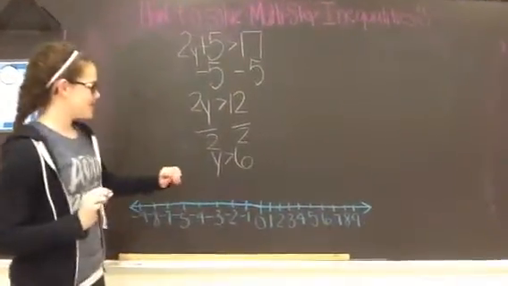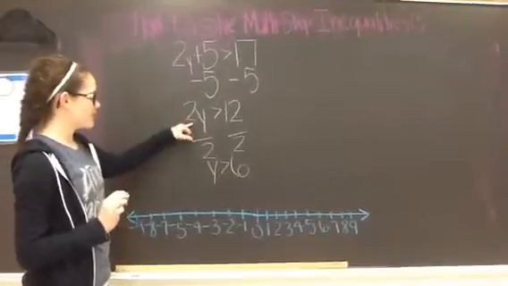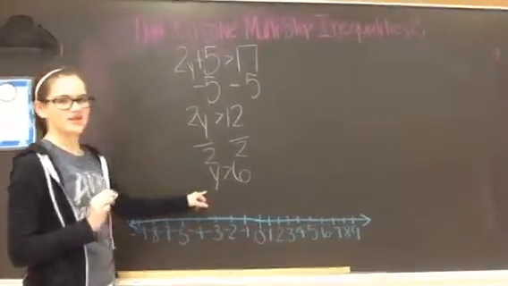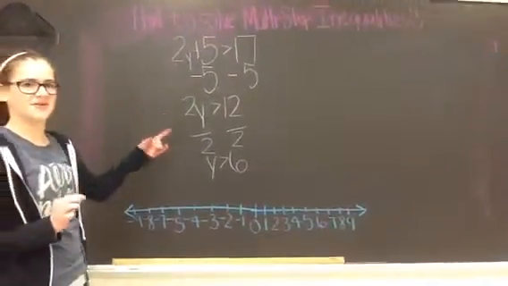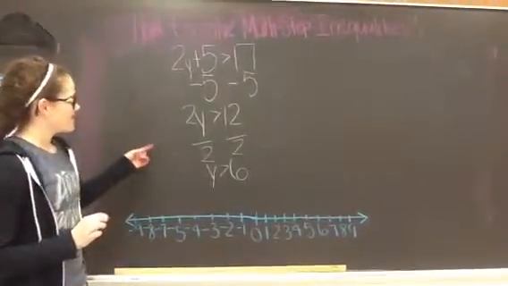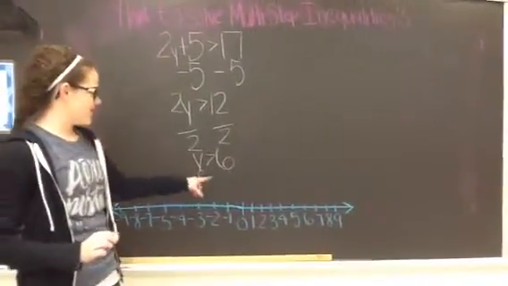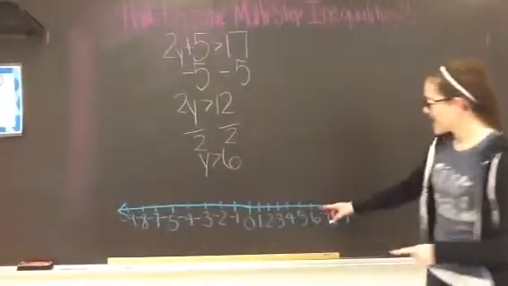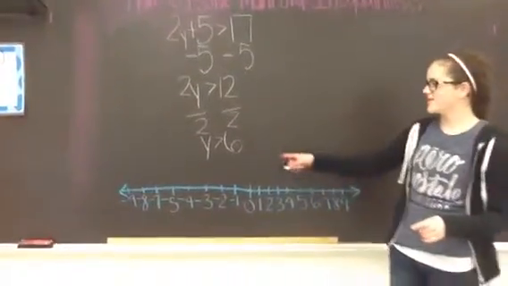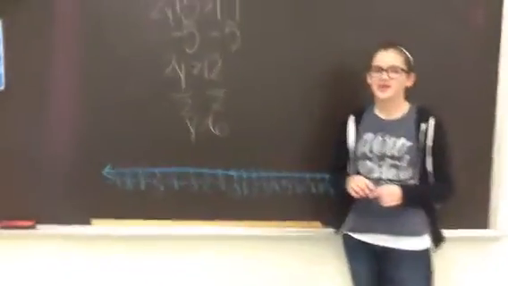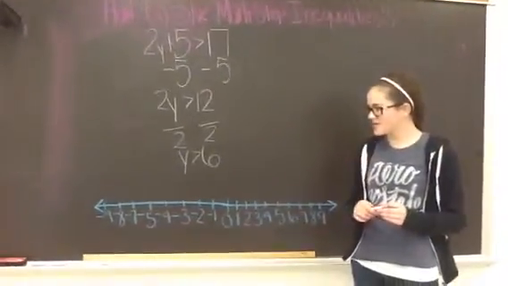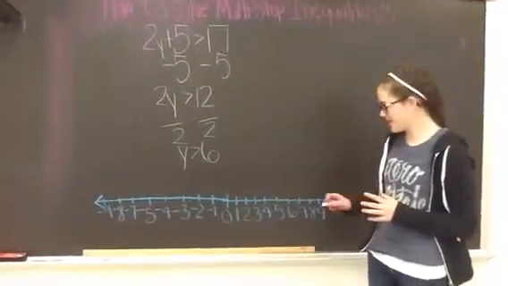So that means that you can plug in any number for y that is greater than 6 for the equation to be able to work. So to graph that, we are going to start at 6, and you're going to have to put an open circle because it is not a greater than or equals to sign, it is just a greater than sign.